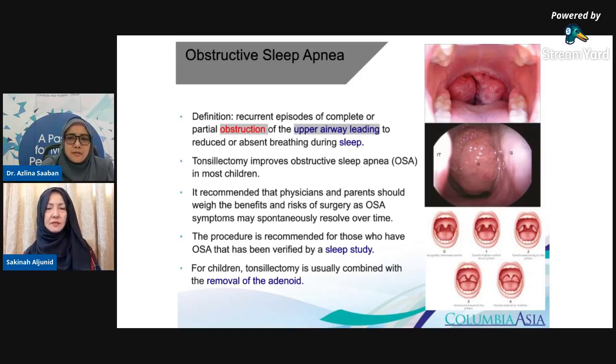Sleep apnea is also seen in children. I mean, it's not common in children, but if children have this type of problem, sleep apnea, tonsillectomy can cure the child in about 90% of cases. Something like that. Inshallah. Okay.